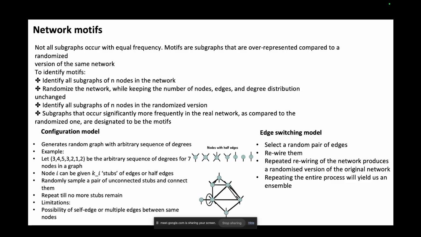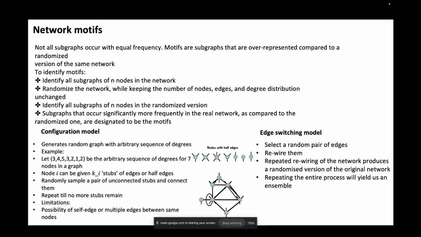And repeating this process n number of times will give you n number of randomized networks. Now say, for example, n is very high, n is 10,000, and across 10,000 of these networks, you find in only one network that particular subgraph that is present in your network, which means that subgraph is actually a network motif. It is statistically significantly present in your graph compared to 10,000 random networks. So this is how you find network motifs.